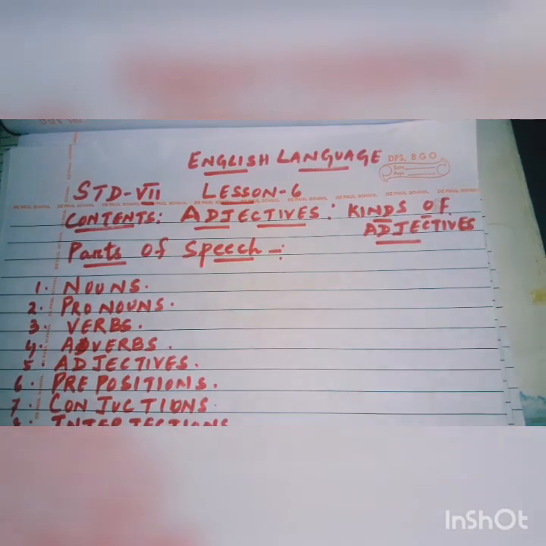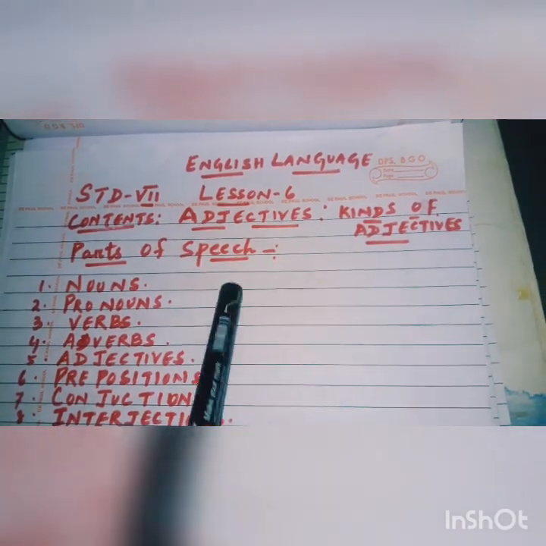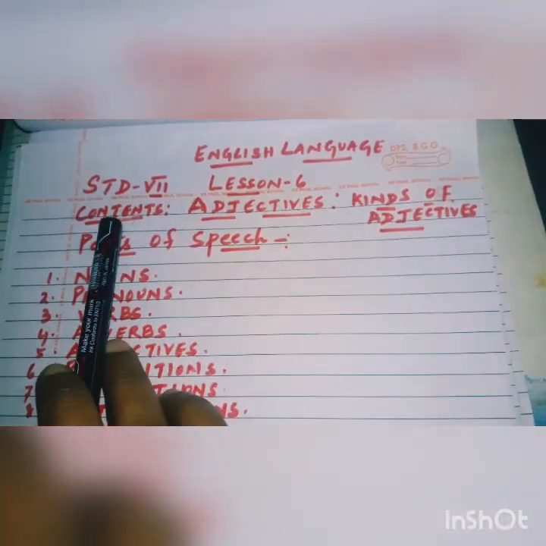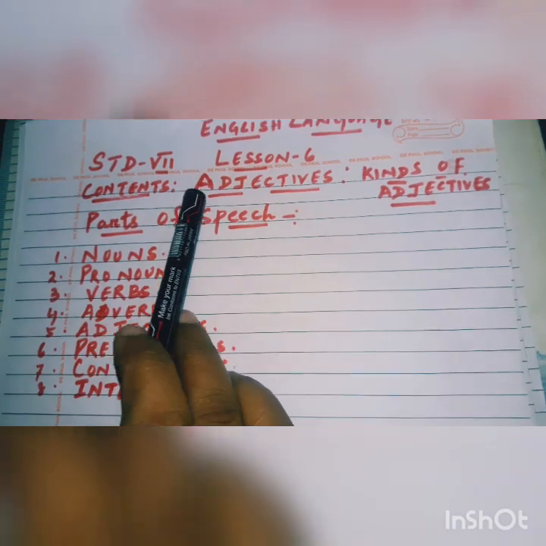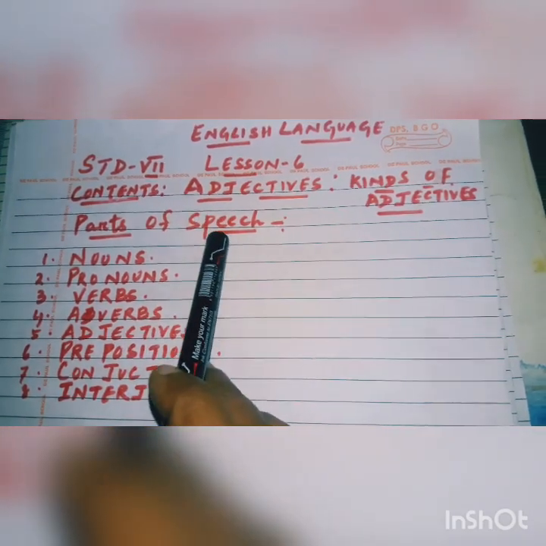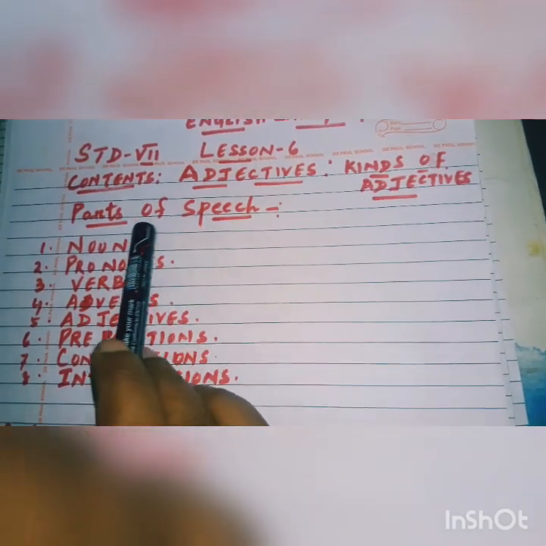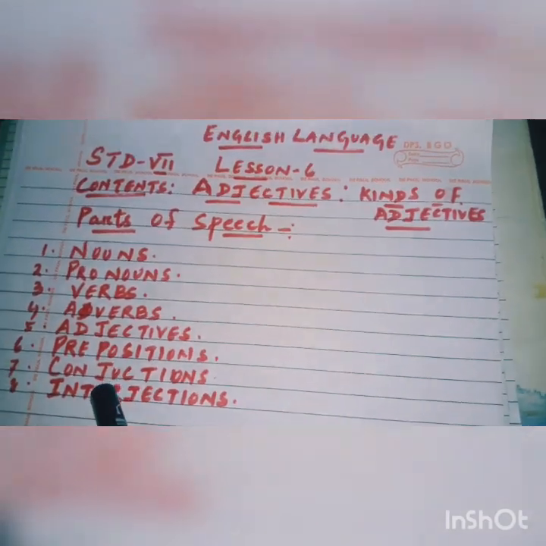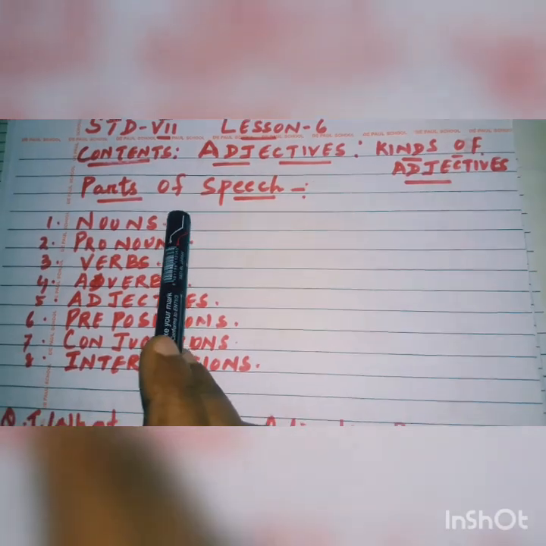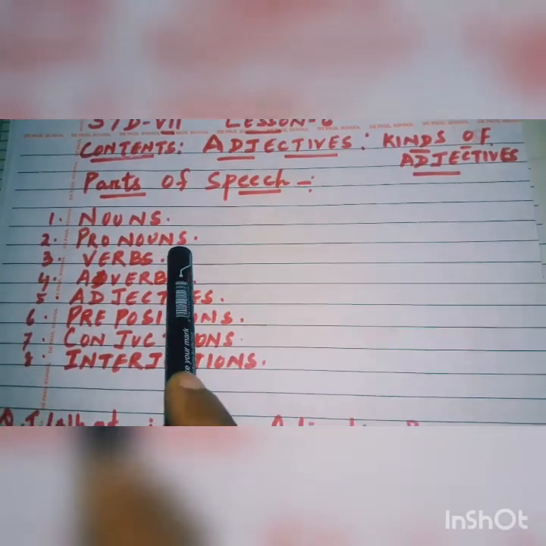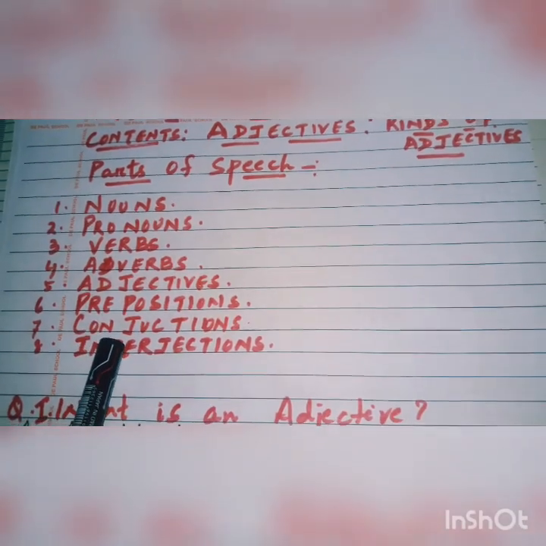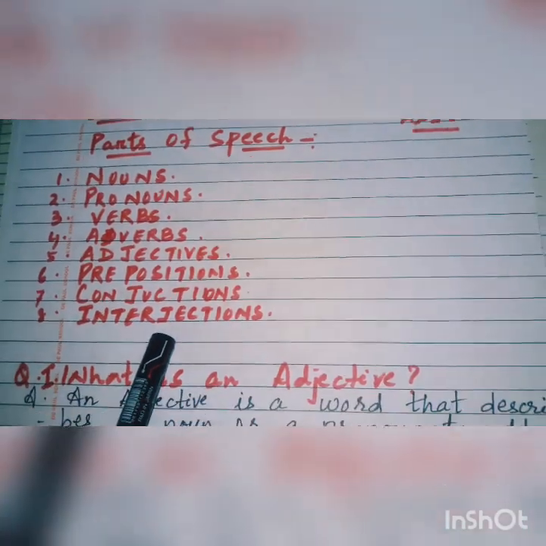Today we will learn about English language lesson 6, adjectives and kinds of adjectives, of standard 7th. Before beginning this chapter, let us recap with the parts of speech. Students, there are 8 parts of speech. They are nouns, pronouns, verbs, adverbs, adjectives, prepositions, conjunctions and interjections.